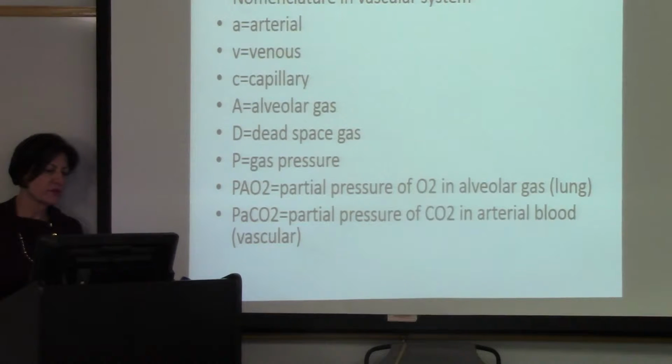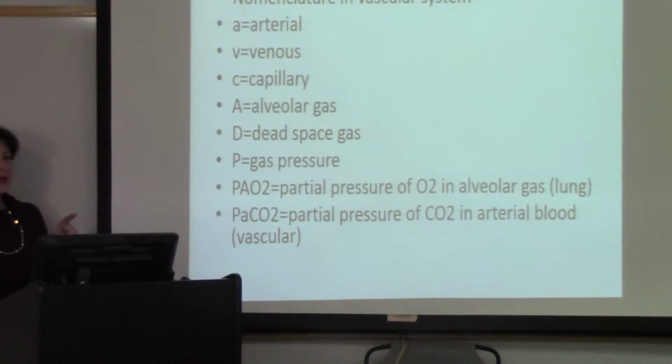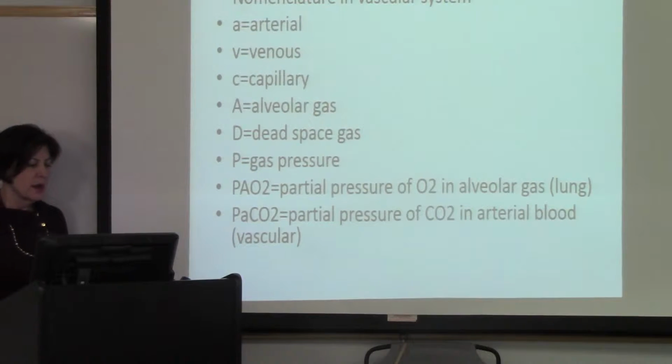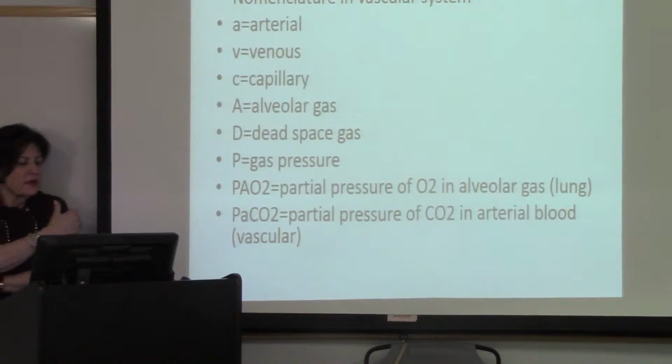We know A stands for artery, V stands for venous, C stands for capillary. When you see a big one, it has to do with the alveolar. Big A has to do with the alveolar gas amount, and D has to do with dead space. Our lungs have a certain amount of dead space where nothing really is going on. P has to do with gas pressure. So PaO2 is our gas pressure of oxygen in the lungs.